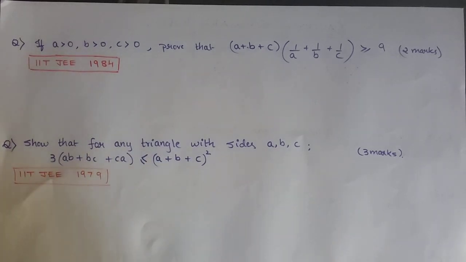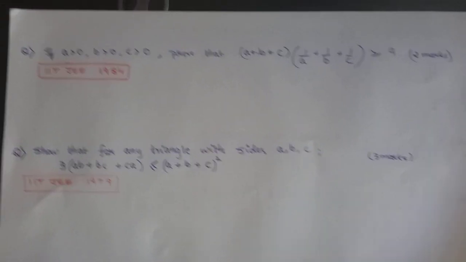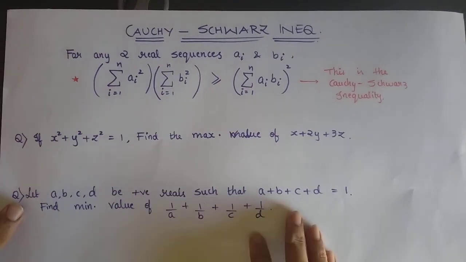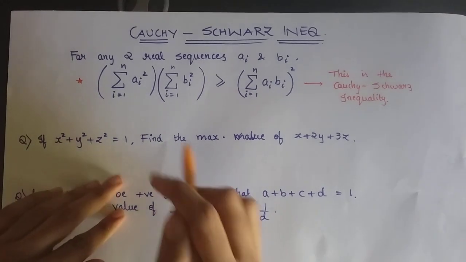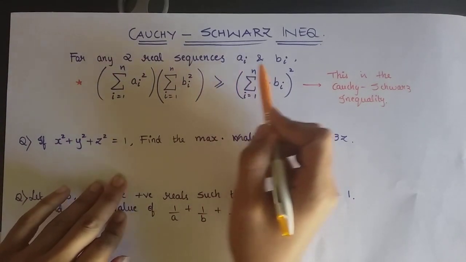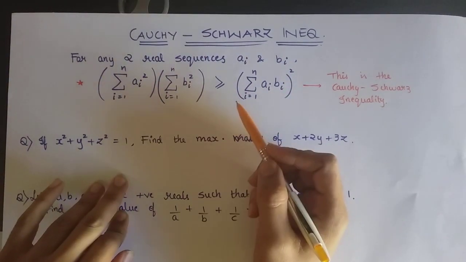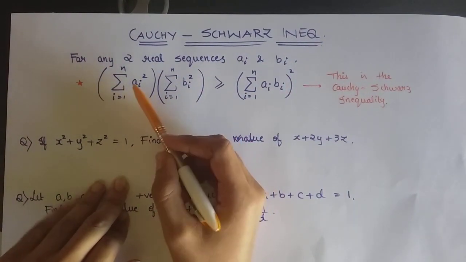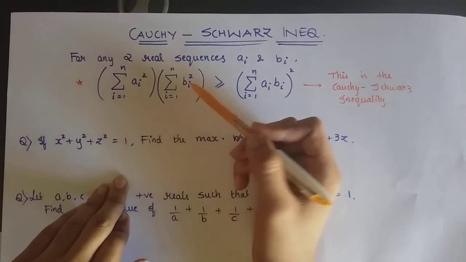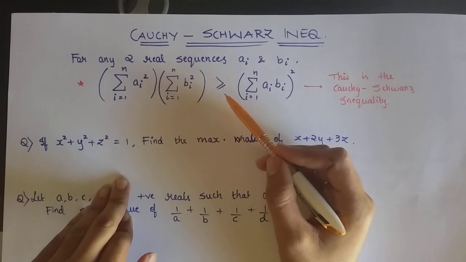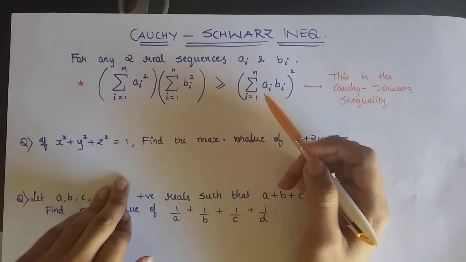Before I do this question, I'll teach you some small bit of theory with which we can solve this question within maybe 10 to 15 seconds. This concept is called the Cauchy Schwarz Inequality. So let's see what this says. For any two real sequences A_i and B_i, I'll explain in a moment how to do this. The statement: summation of A_i square times summation of B_i square is always greater than or equal to summation of A_i B_i, whole squared.